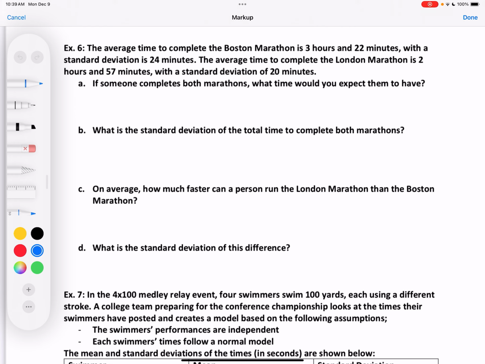So we're going to take the 3 hours and 22 minutes and add that to the 2 hours and 57 minutes, because we're looking for expected value. So this gives us 5 hours and 79 minutes. But 79 minutes can obviously convert to another hour with 19 minutes left over. So I'm going to actually call this 6 hours and 19 minutes. So this would be their expected time to complete both of them.